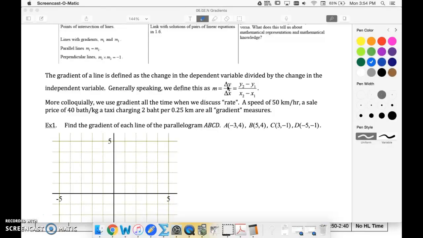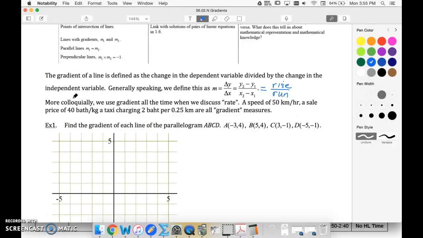So this Greek symbol delta means change. We find that change by doing y2 minus y1 over x2 minus x1. We also commonly refer to this as rise over run.